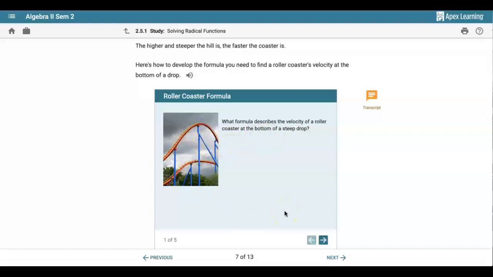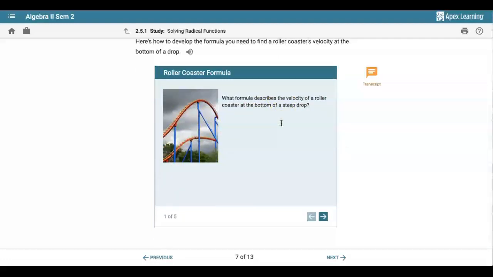And I'm going to fly through this quickly. I just want to give you the introduction as to how you can find this, but this is not the major point of the unit. The major point is using this equation, but let's take a second to figure out the formula for describing the velocity of a roller coaster at the bottom of its steep drop.